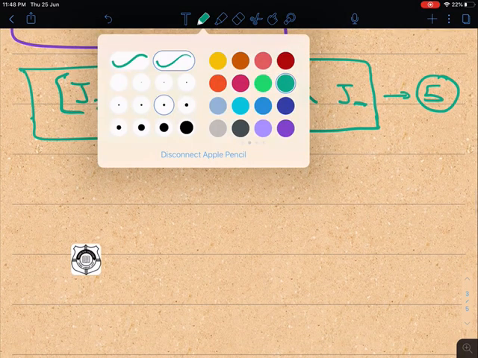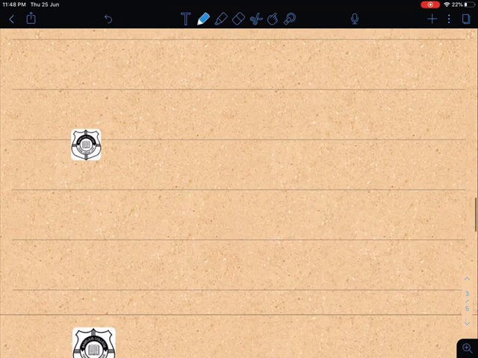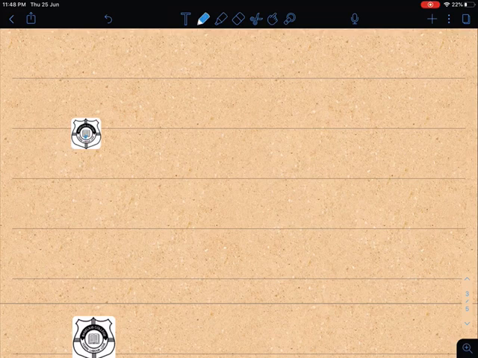Next, we have to look into how J square commutes with J plus. So let's look into that. So it is J square.